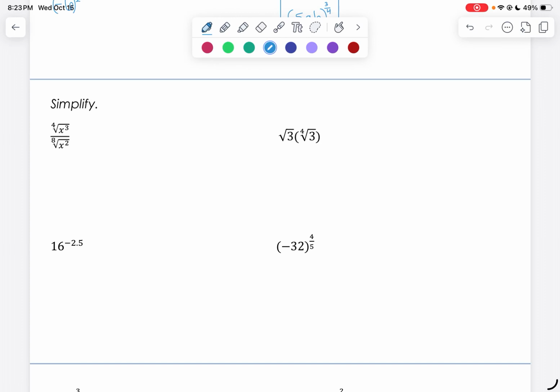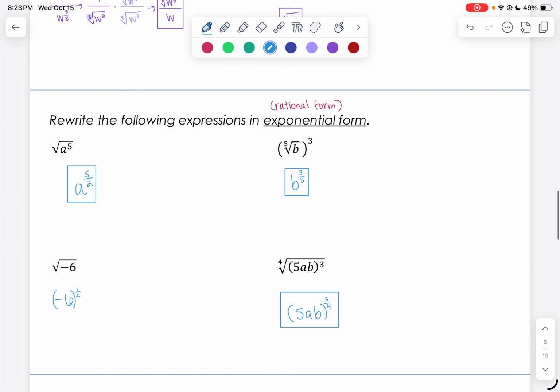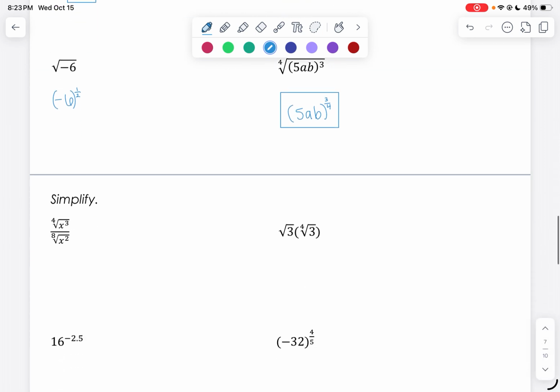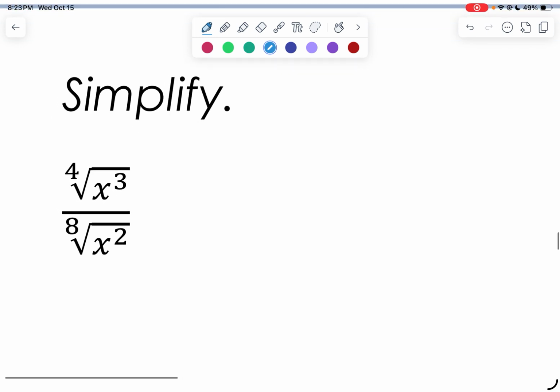So picking up where we left off, we were just talking about going back and forth between rational form and radical form, okay? And now we're going to get into simplifying. Now, if you look at this problem, I see the 4th root and I see the 8th root. So you might be thinking that you can't do this, but you actually can because they're both x's. So you have the same base.